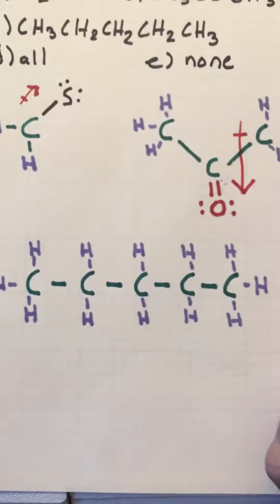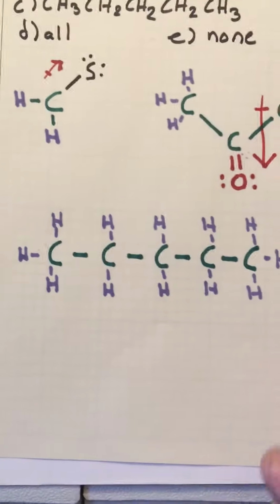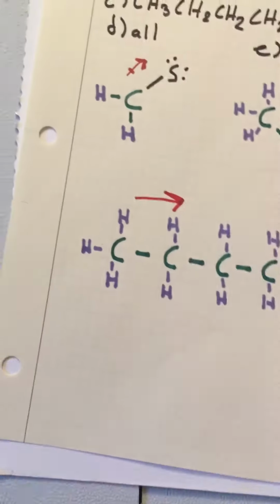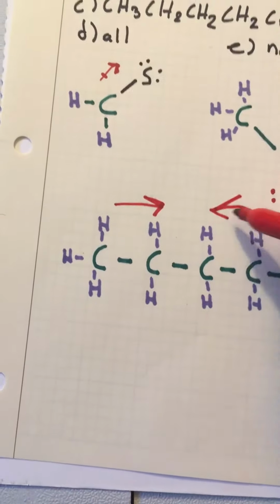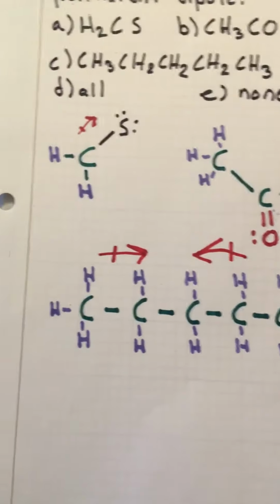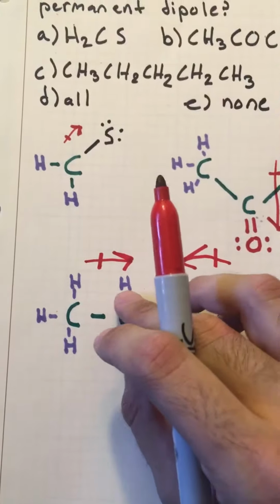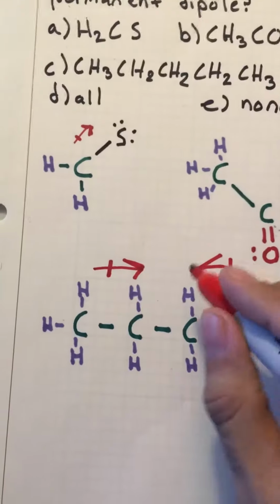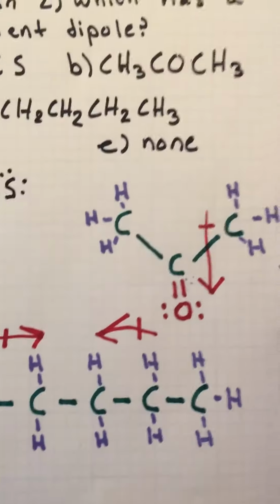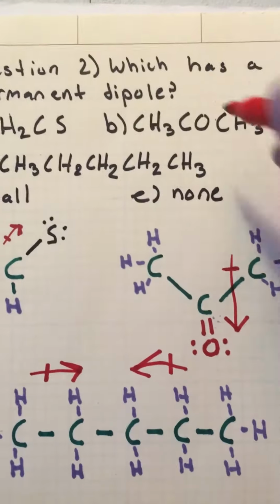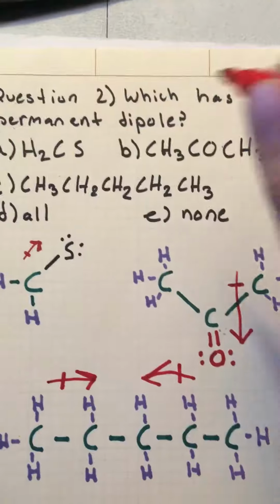And if we look at our third option here, we see that it doesn't really have an imbalance. Any dipole in this direction is perfectly mirrored, or I should say, any electric field in this direction is canceled by the electric field in this direction. So this doesn't really have a dipole. So we're going to say that the correct answer here is our CH3COCH3, and that is indeed the correct answer.